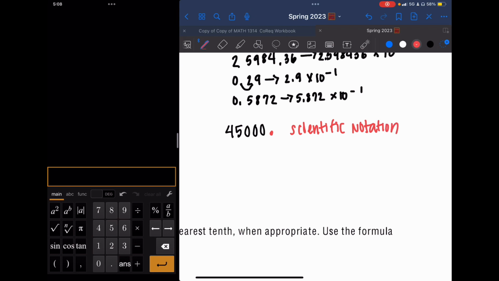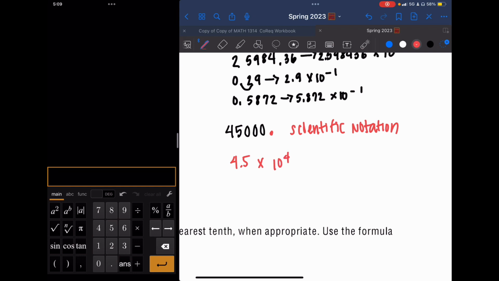To do this, we take this decimal and move it right here. So we're going to go 1, 2, 3, 4. To convert the 45,000 into scientific notation, let's do this again. We want to move it right here, and it went 1, 2, 3, 4. Every jump is in between each number. So altogether it becomes 4.5 times 10 to the fourth.